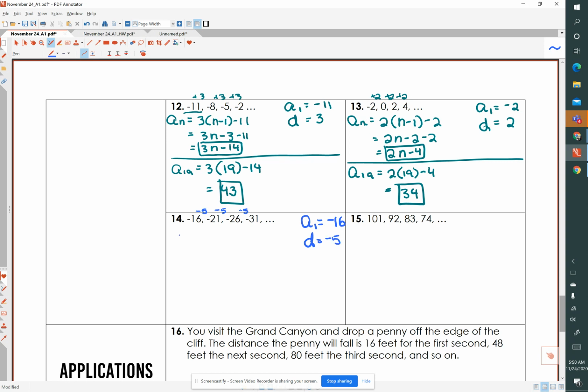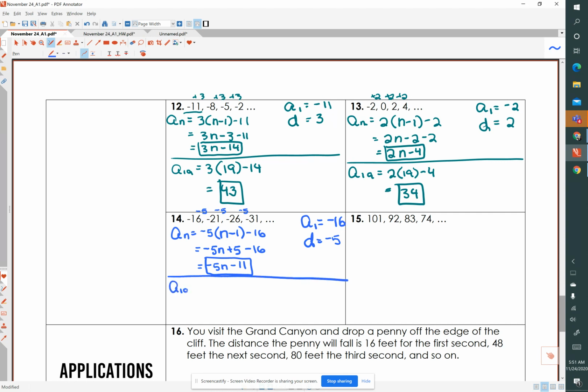Let's build our rule. A sub n equals -5 times the quantity of n minus 1, that's part of the formula, plus the first term, which is -16. Now we'll distribute. So we have -5n plus 5, because a negative times a negative is a positive, minus 16. Now we'll combine those two like terms, and we'll end up with a rule of -5n minus 11. So there's our rule.